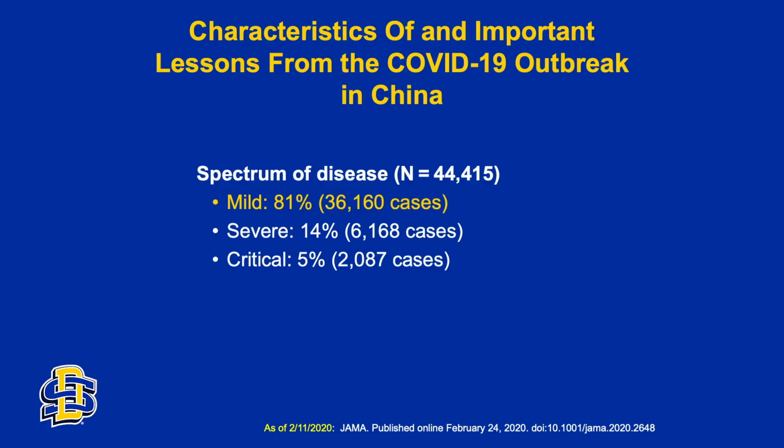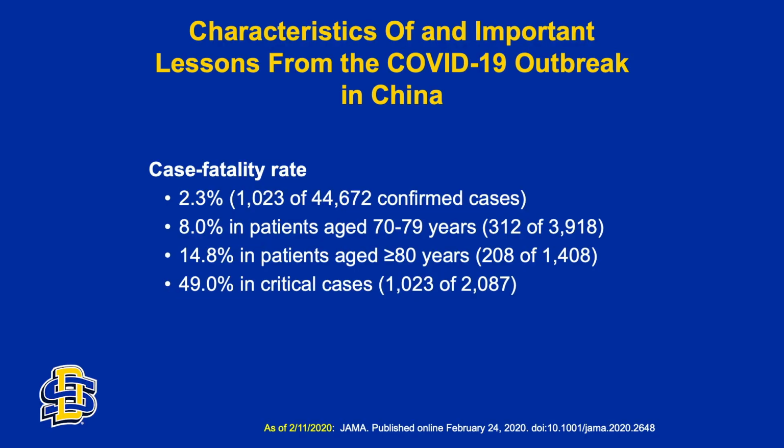They also found that most of the cases were mild. About 80% of the cases had minimal symptoms. But the problem there is, if you have minimal symptoms, you're out and about and spreading it to other people. So you have to be aware that the people with mild symptoms are dangerous in that they can spread it.